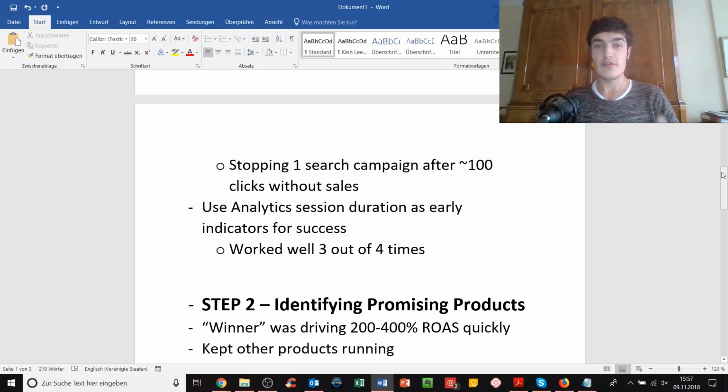And right now we have 3, or actually I think 4 products that are doing pretty well. If I had scaled with the one winner immediately without checking the rest, I would have missed out on these products for sure.